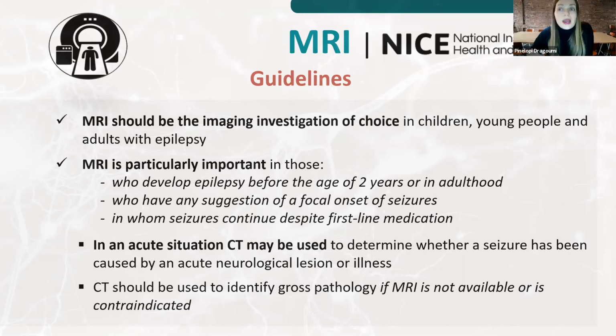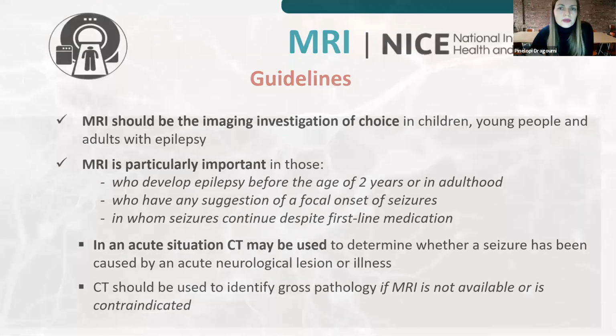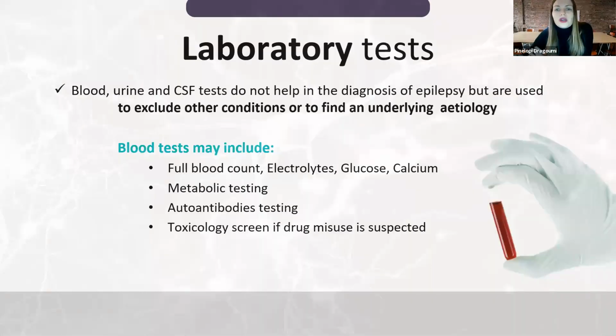And we might also need laboratory tests, some blood tests to find an underlying etiology. To exclude some underlying metabolic disorder, or when we think of autoimmune epilepsies, and a toxicology screen if drug misuse is suspected.